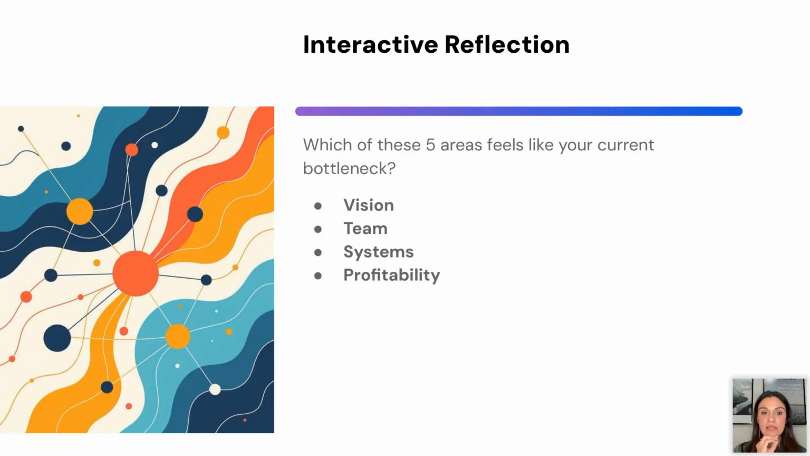But when it comes to running a business, there are categories, different parts of the business wheel that we may need to focus on. And so of these 4 areas below, which one feels like your current bottleneck? Is it the vision? Do you feel you need a stronger vision? How about your team? Do you feel that your team is aligned? Do you have the right people? Are they in the right seats on the bus?